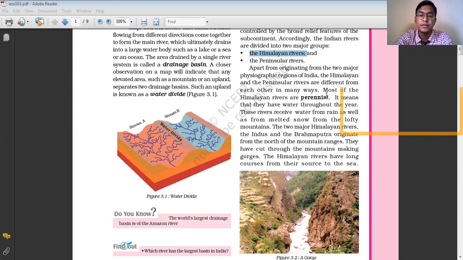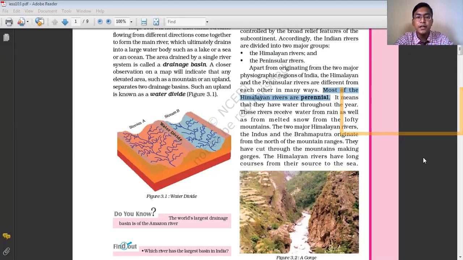But apart from its origin, there are various other differences between the Himalayan and the peninsular rivers. Most of the Himalayan rivers are perennial in nature.